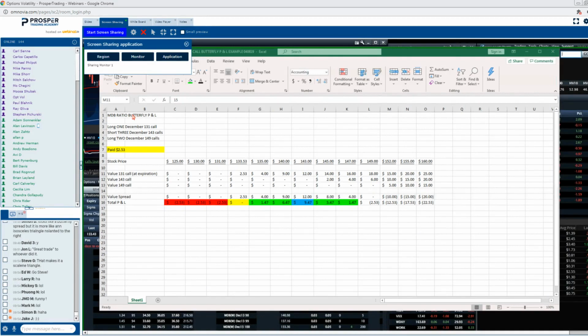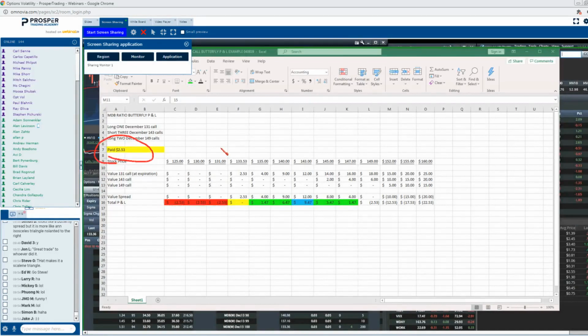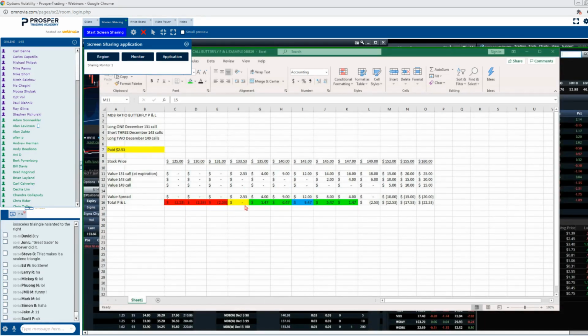Here's the ratio. Long 1, short 3, long 2. We paid $2.53. Okay. So anything under the first long call strike is going to be maximum loss, right? So anything down here, we're going to lose our investment of $2.53. At 133.53, that's our break even.